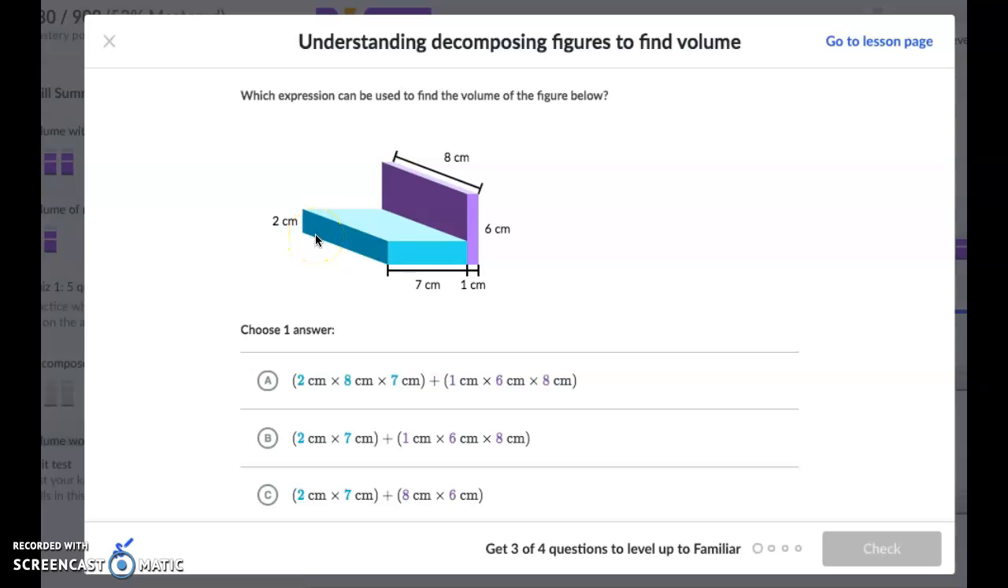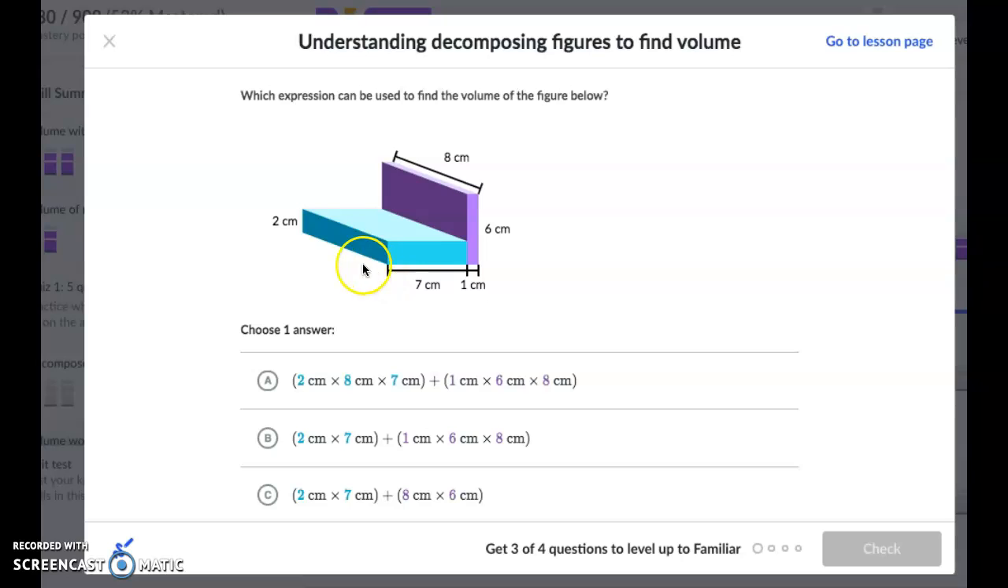A lot of fifth graders like to say, oh, well, my volume is just going to be 7 times 2, because I'm used to just multiplying whatever numbers they give me. That's where it's so important to go back to volume equals length times width times height. The length here is 7.